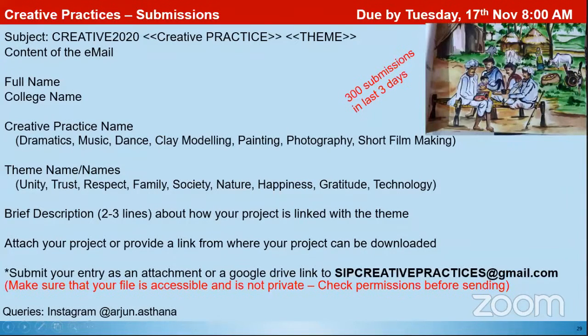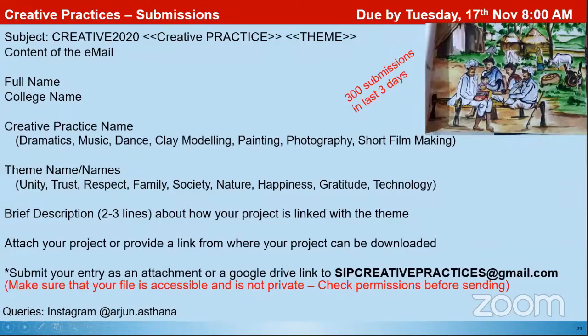Of course, the themes, as already expressed and said, are based on unity, trust, respect, family, society, nature, happiness, gratitude, and of course, technology. Under this, creative practices like dramatics, music, dance, clay modeling, painting, photography, and short film making, etc., can be submitted for this particular event.